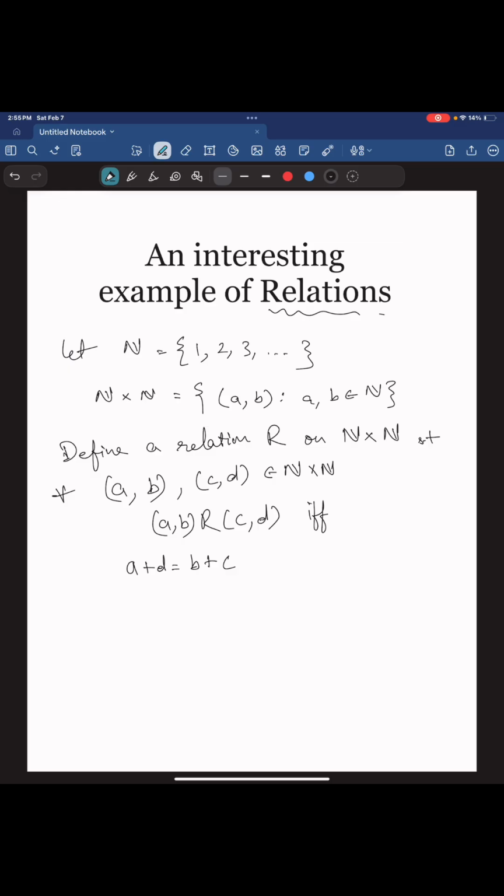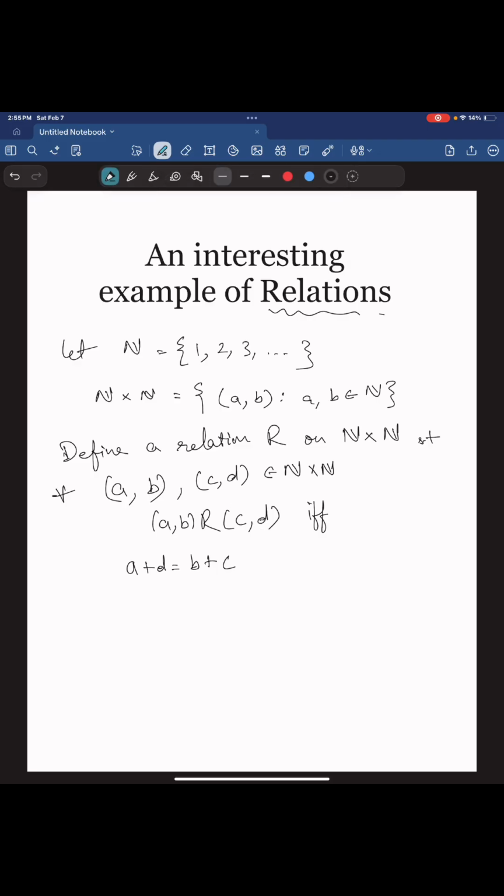So we take any two points from N cross N. We call these two points related to each other if and only if this coordinate plus this coordinate is the same as this coordinate plus this coordinate. Okay. Now we are going to prove that this relation is an equivalence relation.